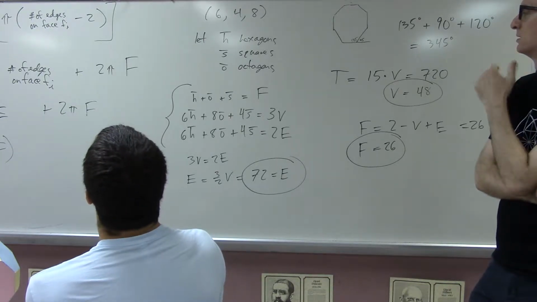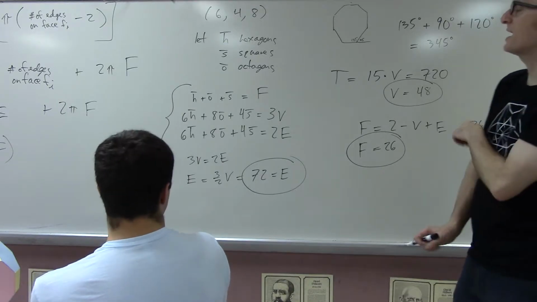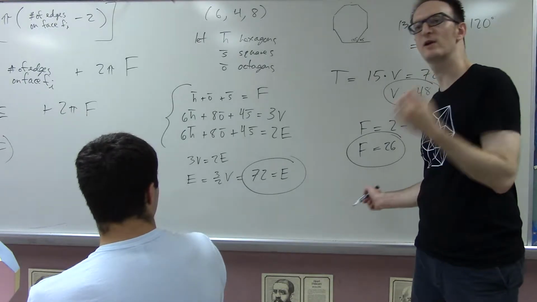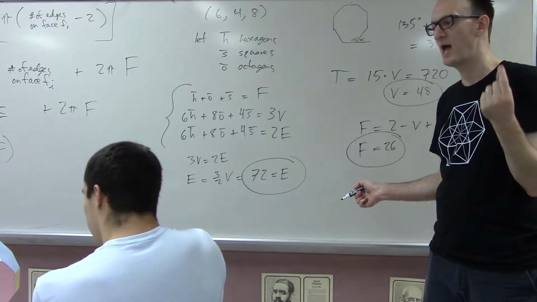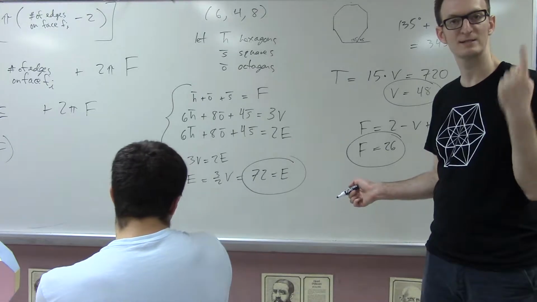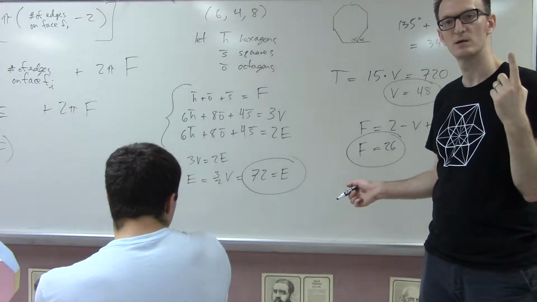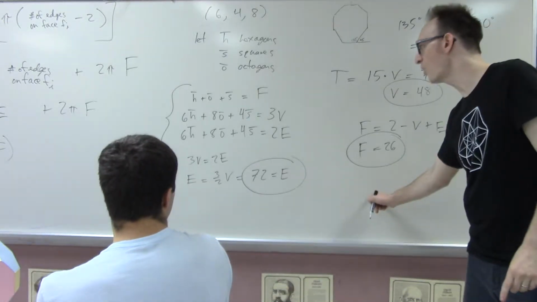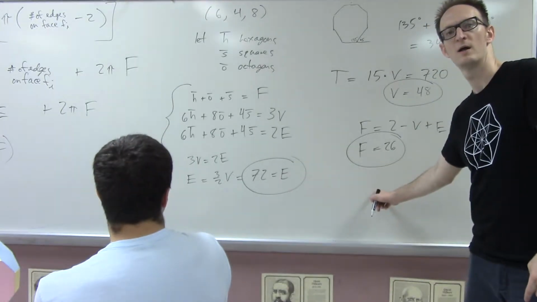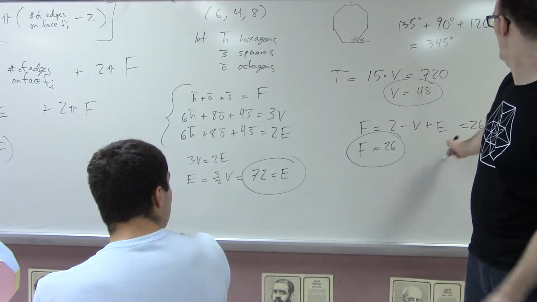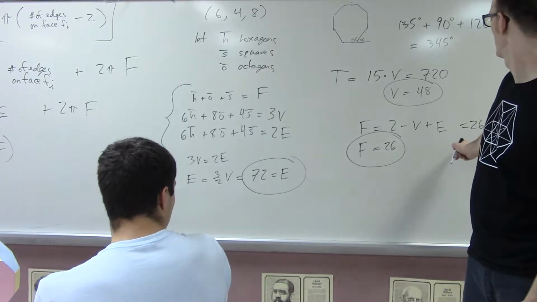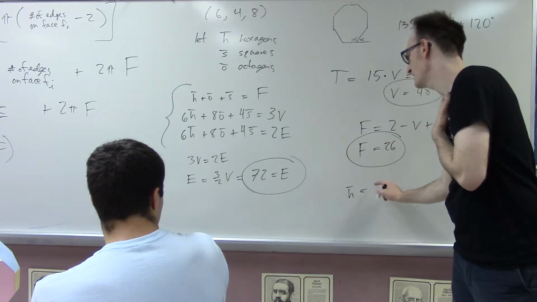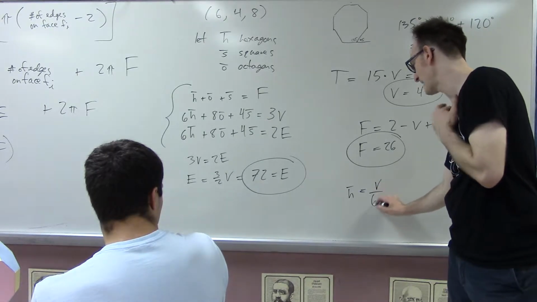Wait, there are 48 vertices. Oh yeah, no, it's even simpler. Because if I just do, every vertex is on how many hexagons? Exactly 1. Every vertex is on exactly 1 hexagon. So the number of hexagons is the number of vertices divided by 6.